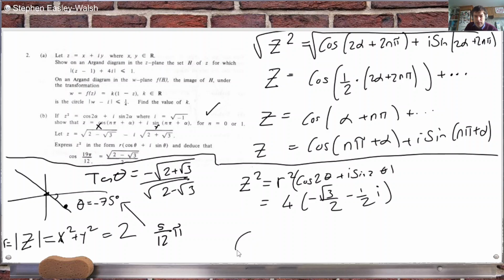So what do we know? We know that cos 2 theta is minus root 3 over 2, and that's 150, minus 150. That's 5 pi over 6. So cos minus 5 pi over 6 is equal to minus root 3 over 2.